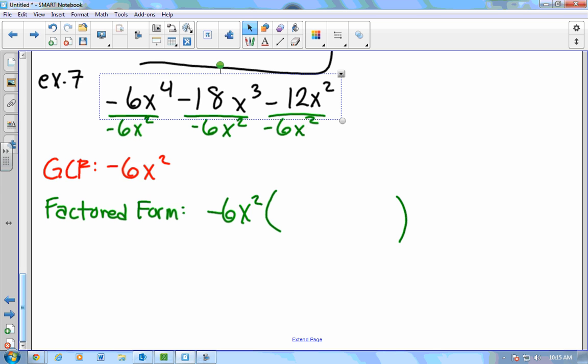And these are all negatives. So check your signs. That GCF is negative. We're divided by negative, and negative divided by negative is a positive, okay? Check your signs. Everyone be careful on those signs. Good. Okay, have a seat.